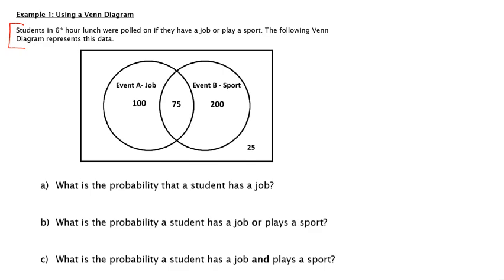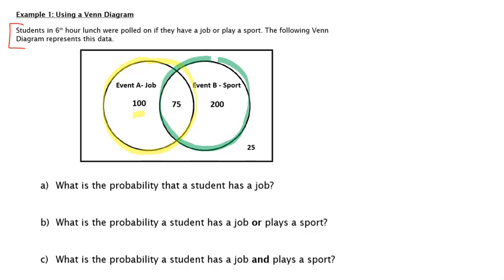So for example, Example 1 says students in 6th hour lunch were polled on if they have a job or play a sport, and there's a Venn diagram being created for that. To identify what these values mean, event A is defined as students having a job. What that means is there are 100 students who have a job. There are 75 students who have a job but also fall within the condition of event B, which is being in a sport as well.